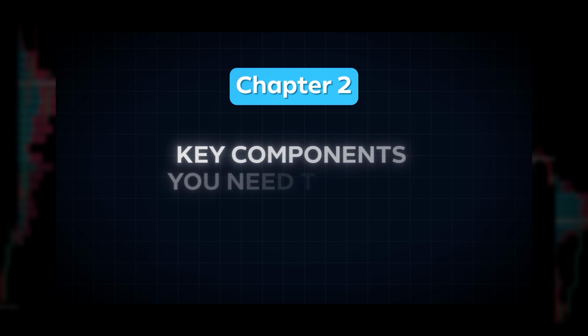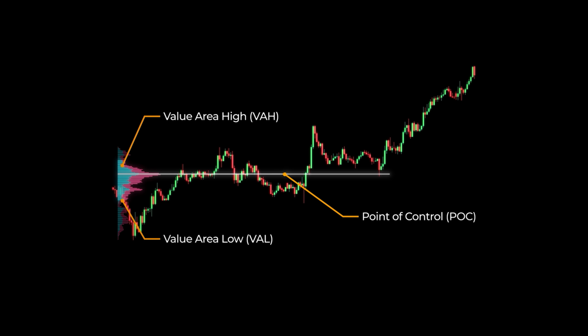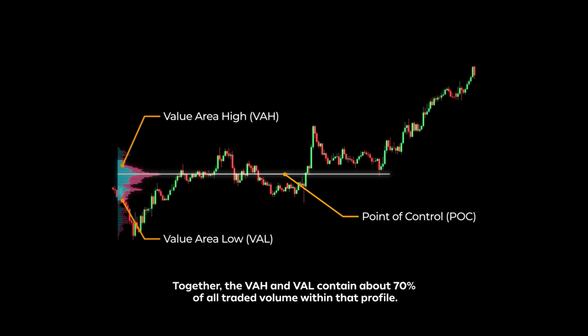Now let's break down the 3 levels that you'll actually use every single day. Value area high. This is the upper boundary of the value area, where most of the trading activity happens. The value area low, the lower boundary of that same high activity zone. Point of control. This is the single most important level. It's the exact price where the highest volume was traded. Think of it as the market's fair price for that period. Together, the value area high and low contain roughly 70% of all the volume traded in that profile.